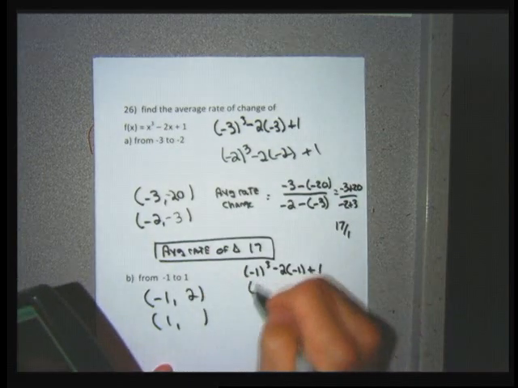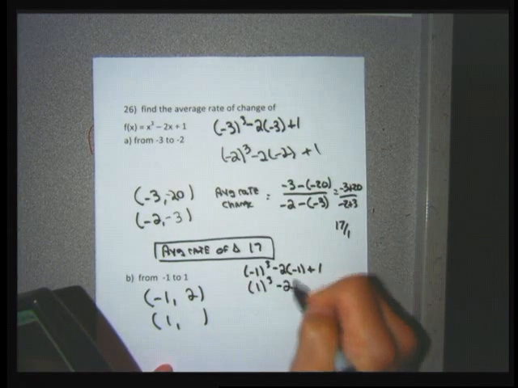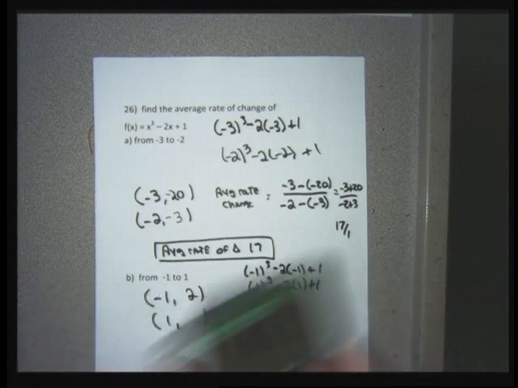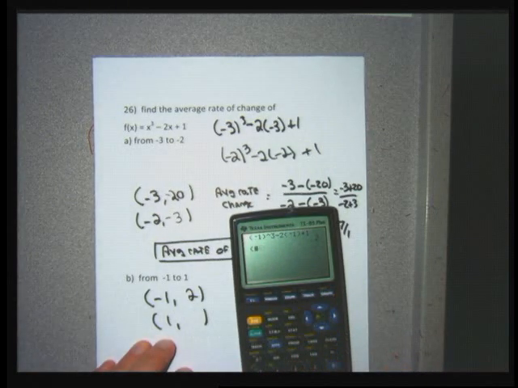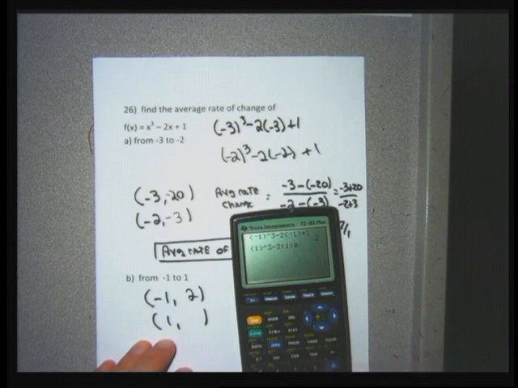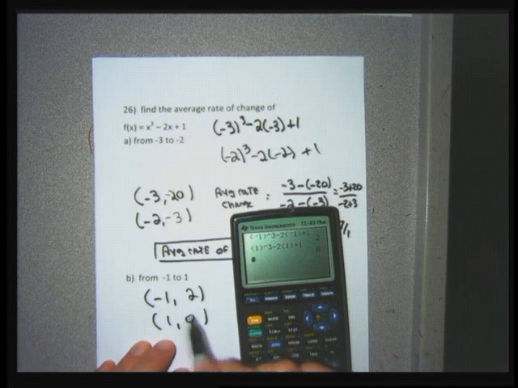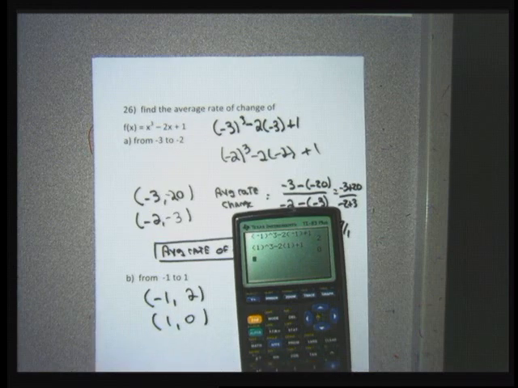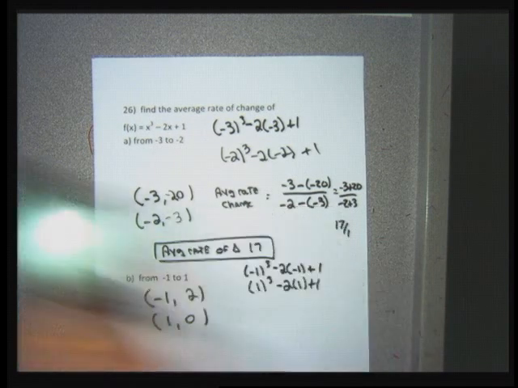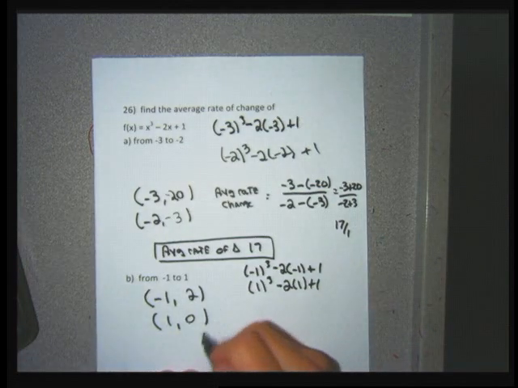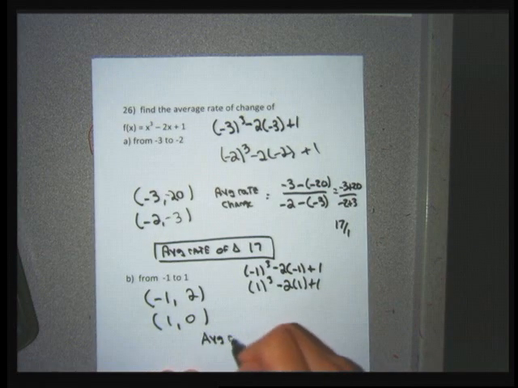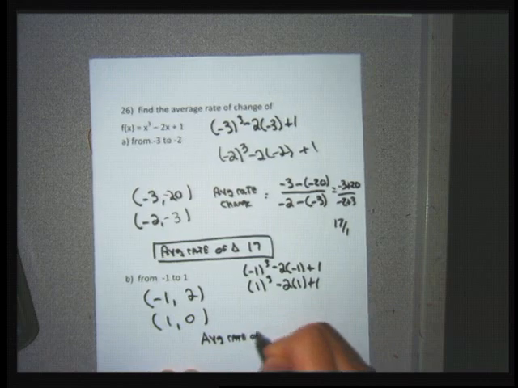The next one, I'll go 1 cubed minus 2 times 1 plus 1. Again, if I don't want to use my brain, 1 cubed minus 2 times 1 plus 1, and I get 0. So those are my 2 points. I'm going to find the slope of the line between those 2 points and call it my average rate of change.